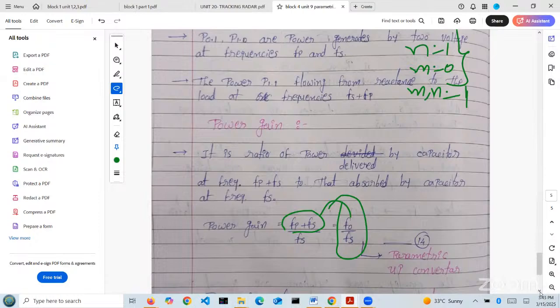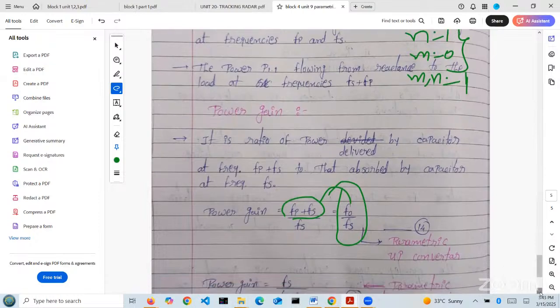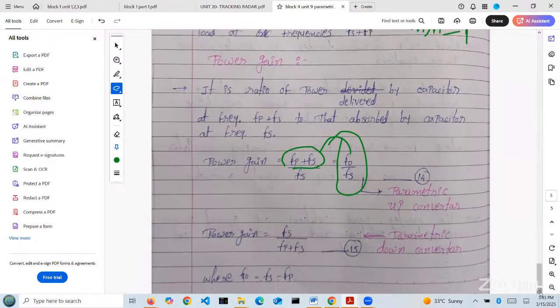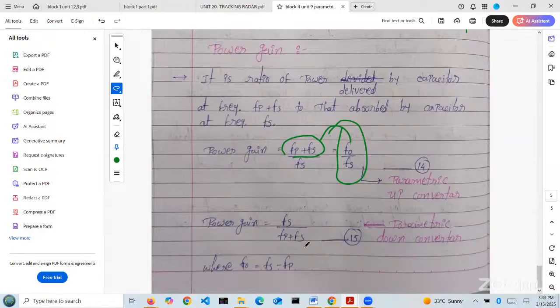Next, we have the parametric down converter. In the parametric down converter it is the reverse: fs by fp plus fs. So in the numerator, if we have fp plus fs, that is the parametric up converter. In the denominator, if we have fp plus fs, that is the down converter, where f0 equal to fs minus fp. So this is the final of the Manley-Rowe power relation.